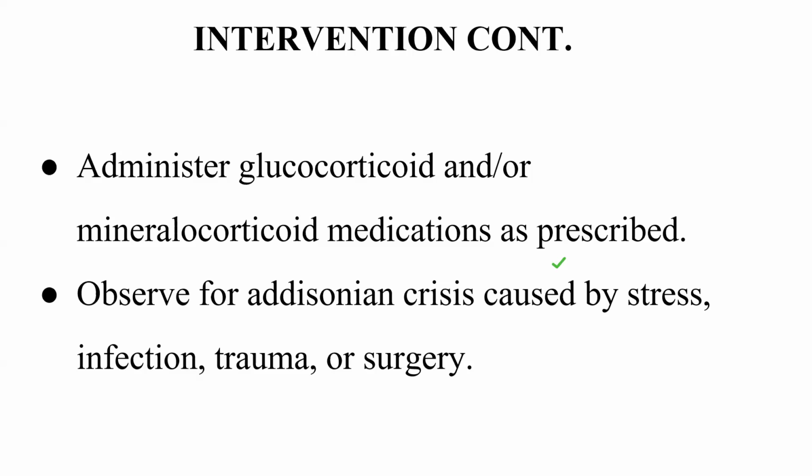You want to observe for Addison crisis caused by stress, infection, trauma, or surgery. Because this patient is not producing enough glucocorticoids and mineralocorticoids. We said these are necessary for metabolism of fat, protein, and carbohydrates. So when this hormone is not produced, what happens? The body will not be able to metabolize it. Hence, the tissues and the cells will be deprived of this needed energy in form of ATP. So the patient is likely to come down with what? Infection. They will lose weight because the energy is not available for the cells, of course.